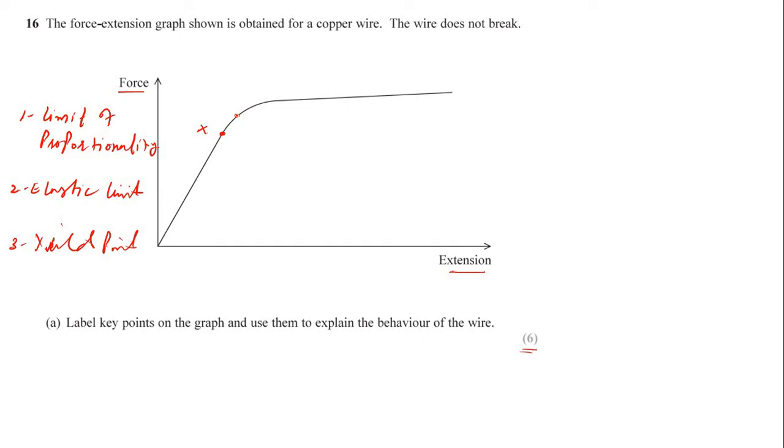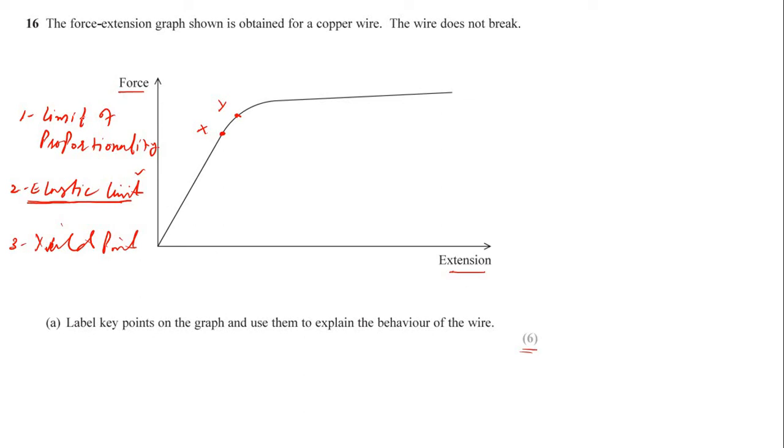You can take it here and let's call it Y. So Y is another point. This is called the elastic limit. Till the elastic limit, you see the graph is not a straight line. The graph is slightly curved. That means the wire is not obeying Hooke's law, but it still remains elastic. So if you remove the force within this interval, the wire will still return to its original shape.